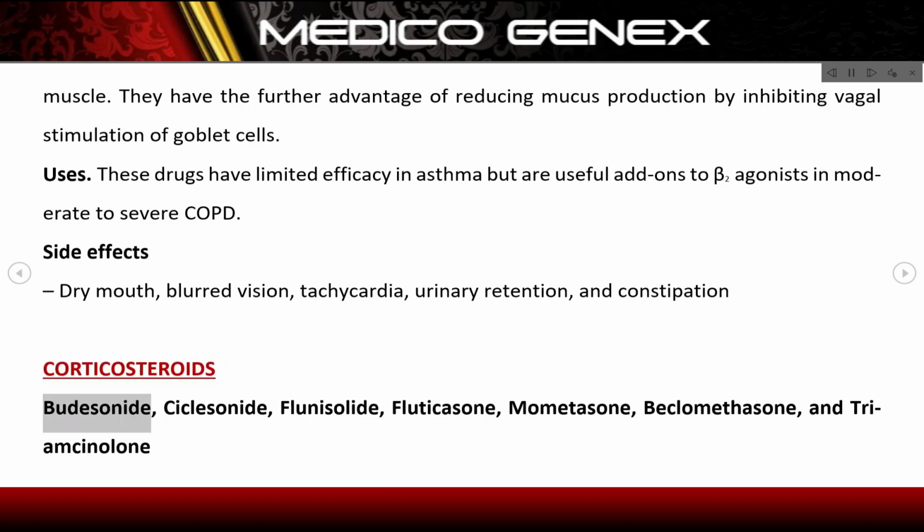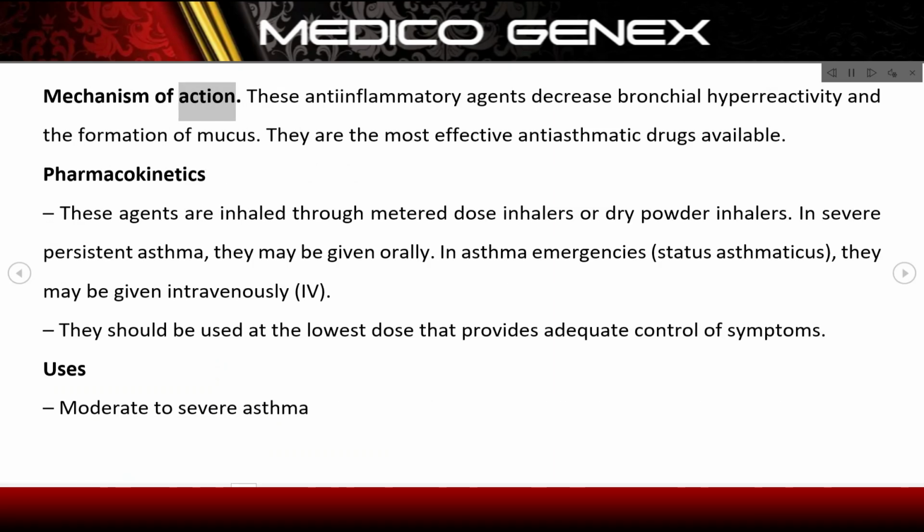Corticosteroids: budesonide, ciclesonide, flunisolide, fluticasone, mometasone, beclomethasone, and triamcinolone. Mechanism of action: these anti-inflammatory agents decrease bronchial hyperreactivity and the formation of mucus. They are the most effective anti-asthmatic drugs available.